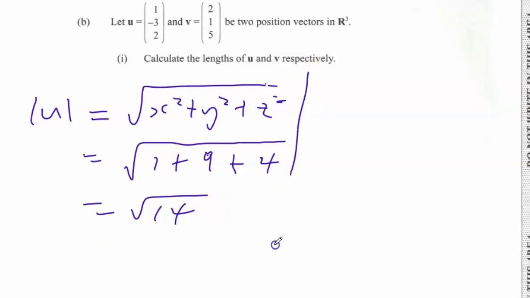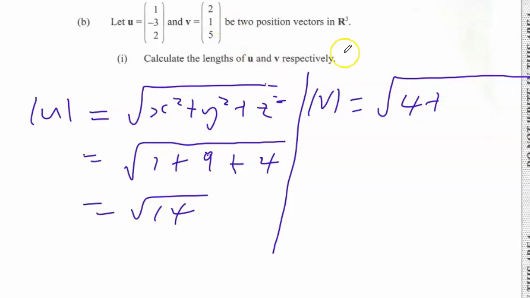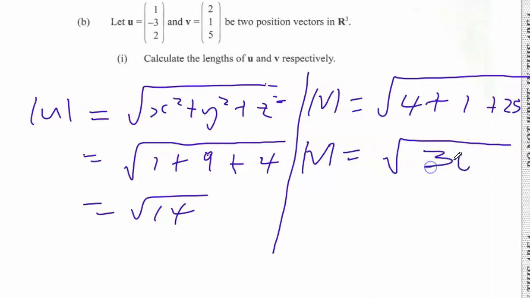While the modulus of v, the exact same formula, square root of x squared plus y squared plus z squared. So 2 squared we get 4, 1 squared that's 1, and 5 squared that's 25. So the modulus of v, or the length of v, would be root 4 plus 1 plus 25, that's root 30.